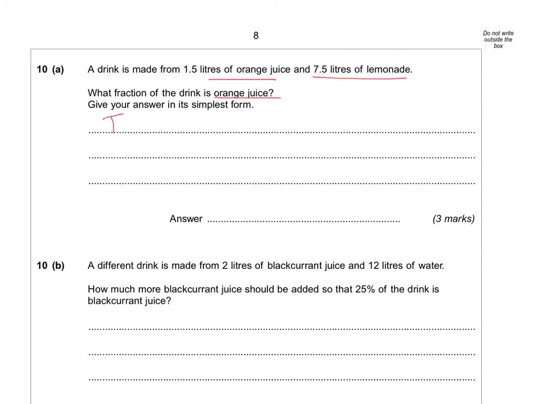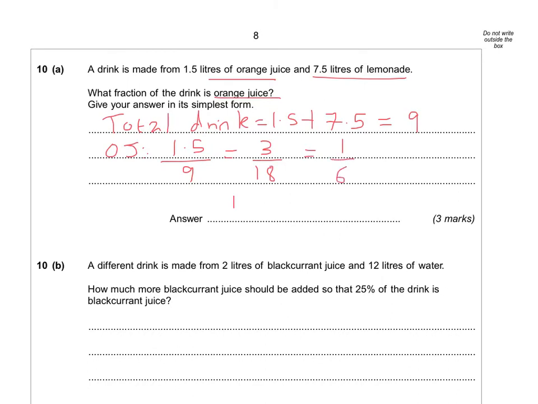So the total volume of drink is equal to 1.5 plus 7.5, which comes to a total of 9 litres. The fraction of orange juice is 1.5 over 9, which, if we double both the numerator and the denominator, we'll get 3 over 18, which we can then simplify to 1/6.